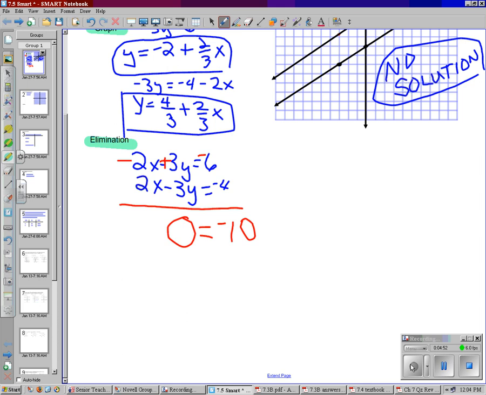Negative 10. Okay, ladies, gentlemen, remember when we solved equations back in chapter 3? When our variables dropped out, we looked to see whether that was a true or a false statement. Is it true or false? False. So you should be thinking false. And what you're going to write for an answer if it's a false statement is no solution.